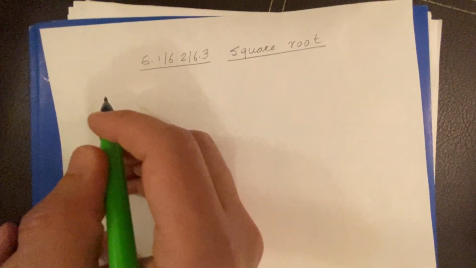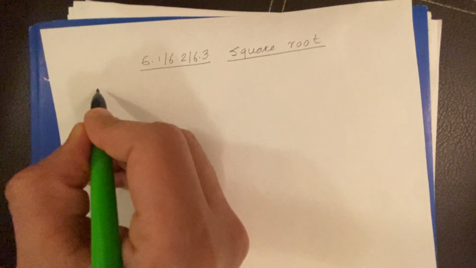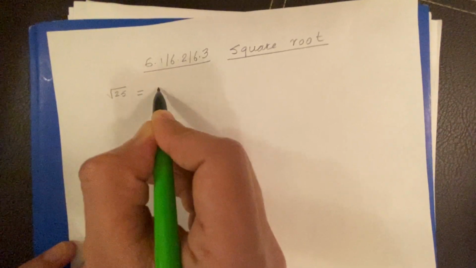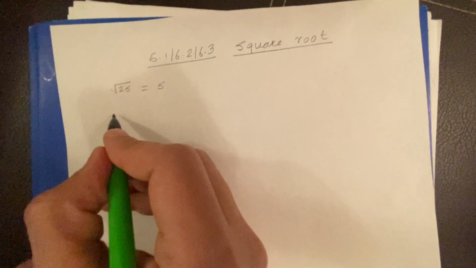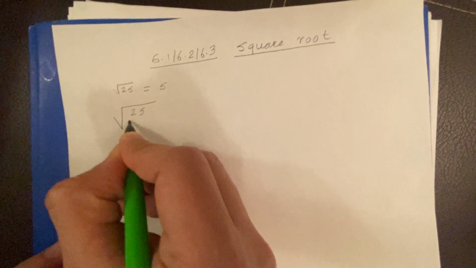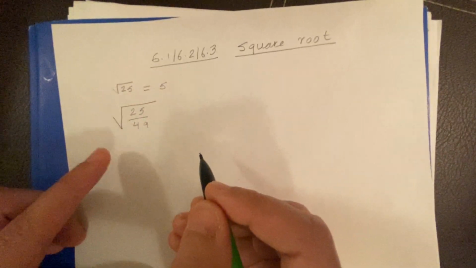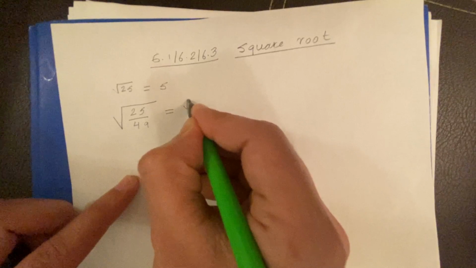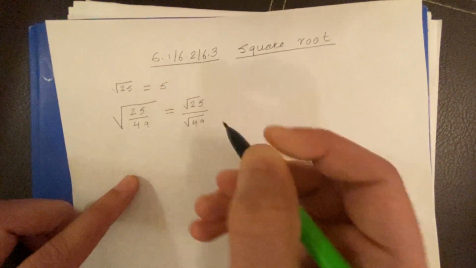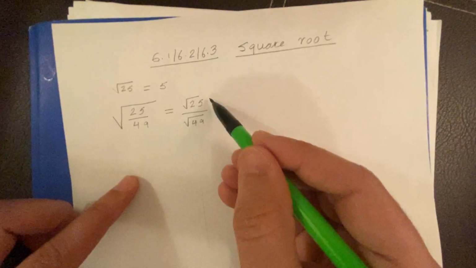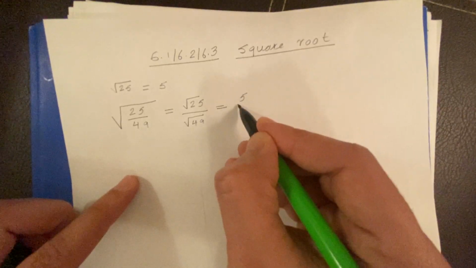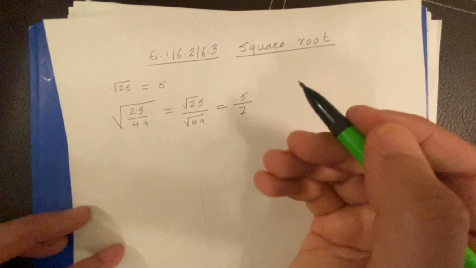So let's say we need to find the square root of 25, which is of course 5, right? Similarly, the square root of this whole thing, 25 over 49. So this whole thing is inside the square root. So this is also the square root of 25 over the square root of 49. So basically we can split this into two terms like this. So the square root of 25 is 5, the square root of 49 is 7. So yeah, this is the answer.